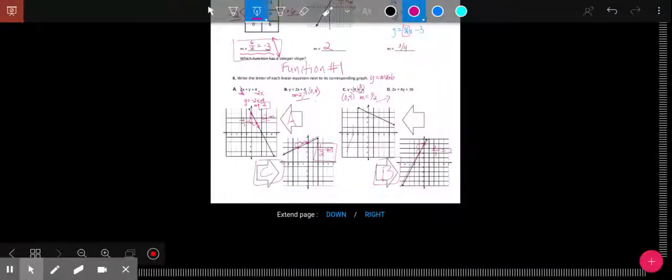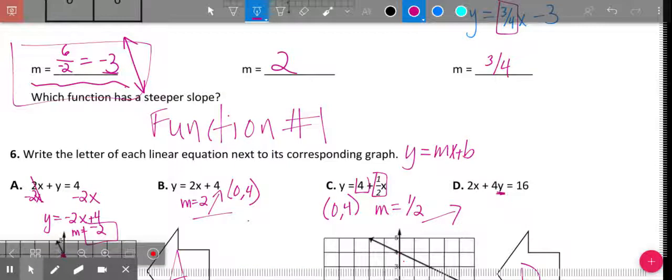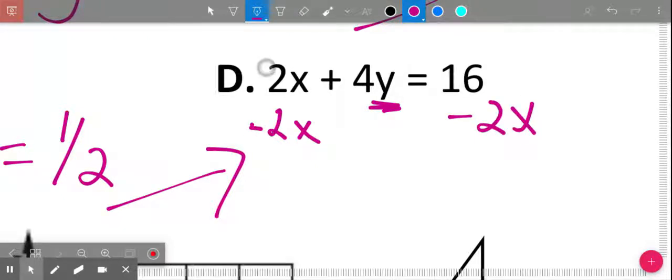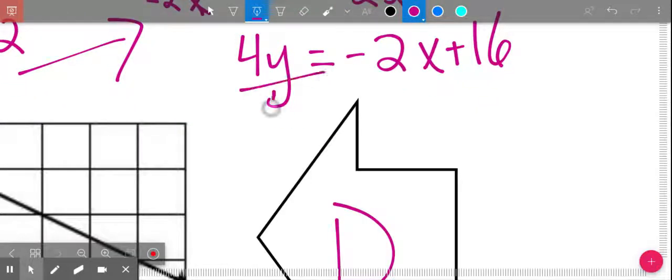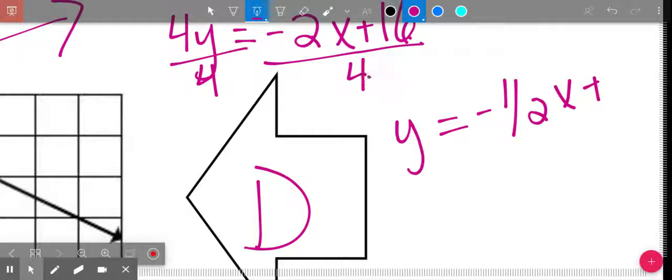And then last but not least, our last one is going to be D. This is where we would get the y by itself, just like we did up here. So we're going to subtract the 2x over. That'll cancel. I'll have 4y is equal to negative 2x plus 16. And then we're going to divide out the 4. So I'll get y is equal to negative 2 divided by 4 gives me negative 1/2 x plus 16 divided by 4 gives me 4.